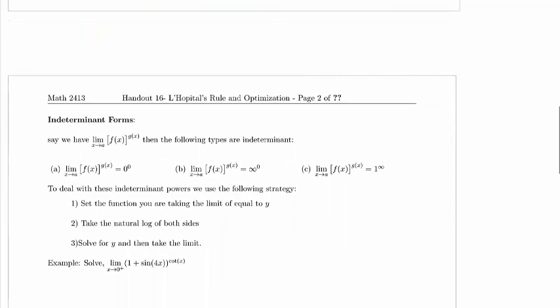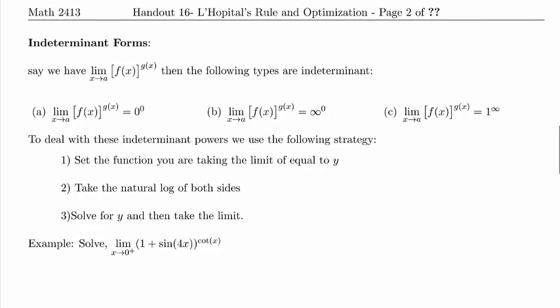Let's move forward on to the back this time. And we're going to talk more about some indeterminate forms. Let's say we've got something of this form right here. That is, we've got the limit as x goes to a of f of x, only f of x has an exponent of some other function, g of x. Then the following types are indeterminate. And we'll note we've got 3 types that are indeterminate when we're dealing with a power.